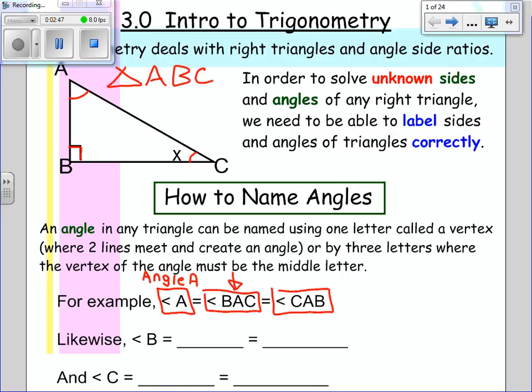So if we were to do this for angle B, you could write it as angle B, or you could write it as angle ABC. Now what's another way I could do this one? Angle CBA.